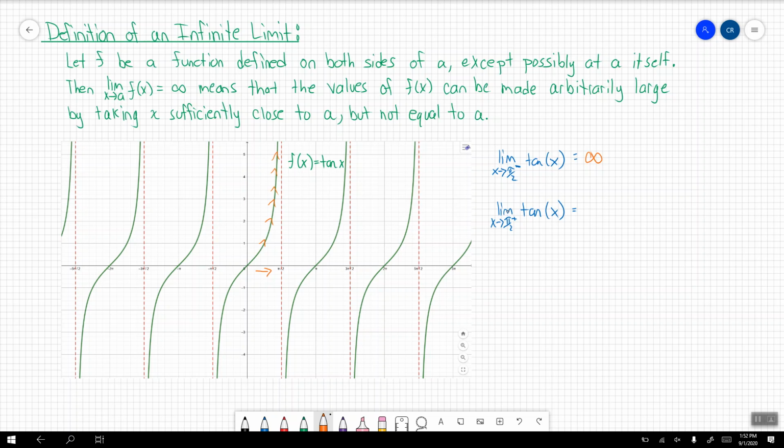Now, the limit as x approaches pi halves from the right-hand side for tangent of x. Again, we're approaching pi halves from the right-hand side, but I am traversing this curve, tangent, and I'm moving in a downward direction as my x values keep getting closer to pi halves from the right-hand side. Which means, at this point, we have negative infinity.